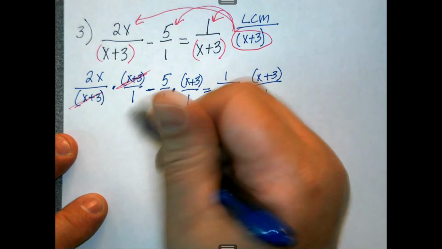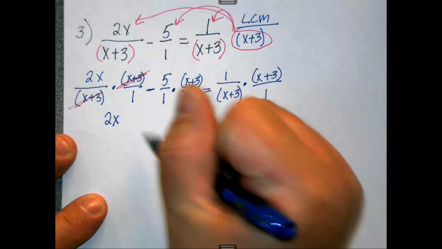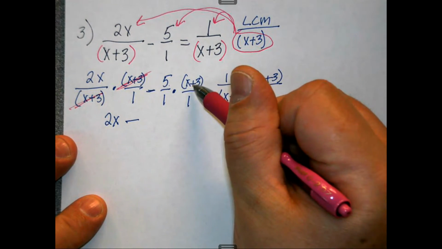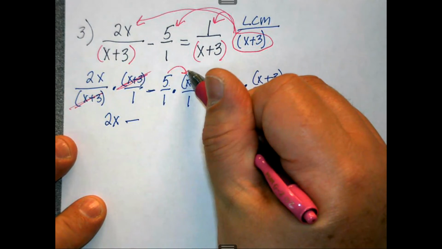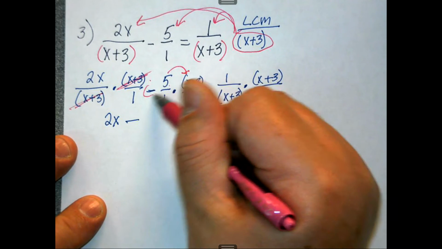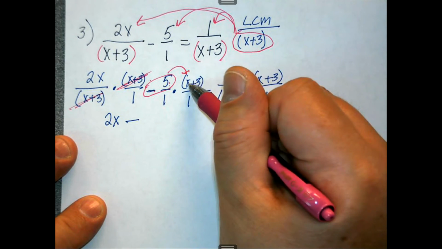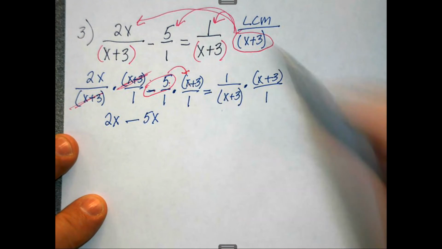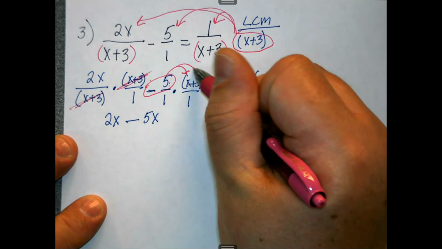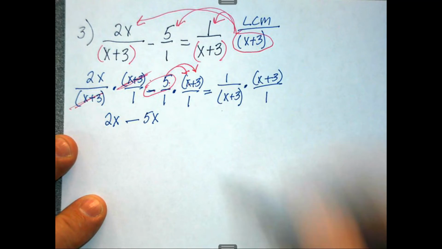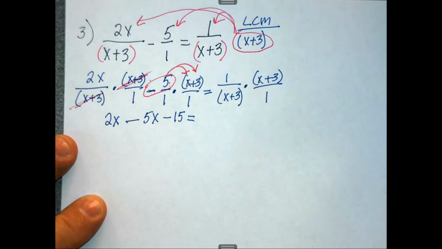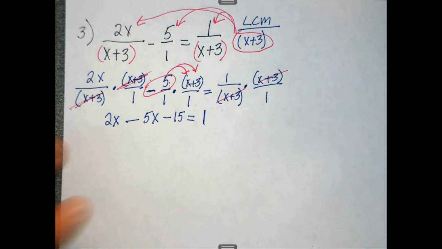So I have 2x over 1, or just 2x, minus, let's see, 5 times x plus 3. I'm going to go ahead and distribute the minus 5. Okay, the minus 5 to x is minus 5x. Minus 5 times positive 3 minus 15. And here, the x plus 3's cancel. So I just get 1 over 1, or 1.